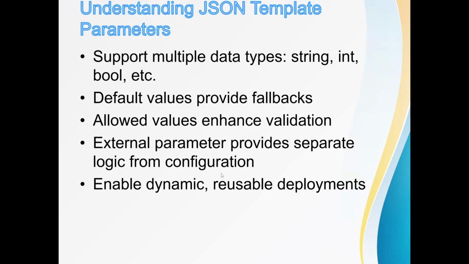Understanding JSON template parameters. The JSON template parameters support multiple data types, which will be string, int, bool, etc. Okay, we will have all different data types. Default values provide fallbacks. We will provide values for the parameters, but if those cannot be used, then we can always fall back on the default values, which is very useful for us.